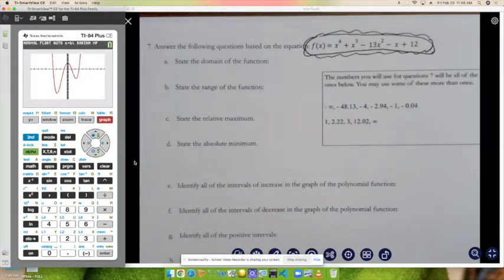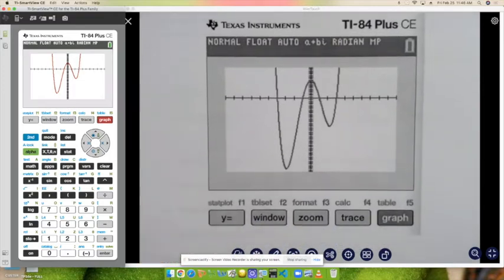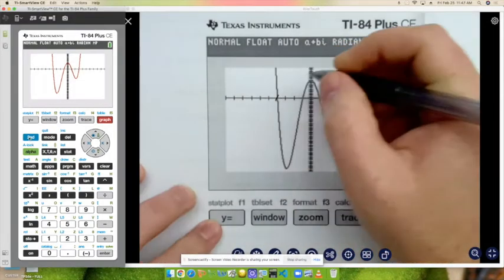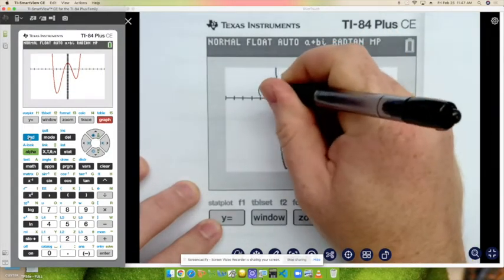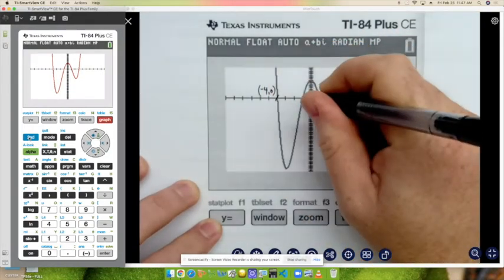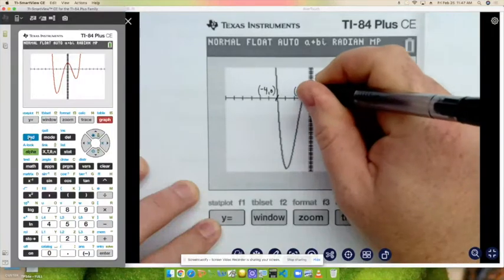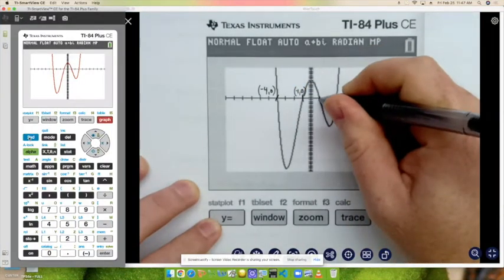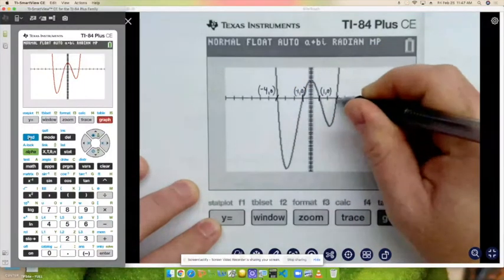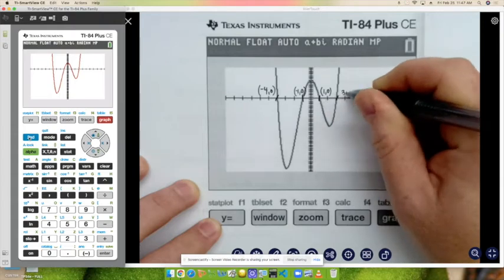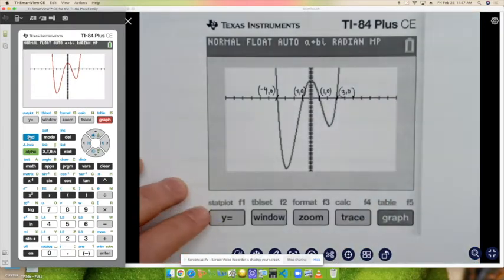So we got a nice quartic looking equation. I'm going to use my calculator to find all of the critical points. I'm going to try and find those minimums, those maximums, and those x-axis crossing points. The x-axis crossing points are actually pretty easy to get. That one's at -4. This one's at -1. The next crossing point is at 1. And then the 4th crossing point is at 3. So those are my 4 zeros.